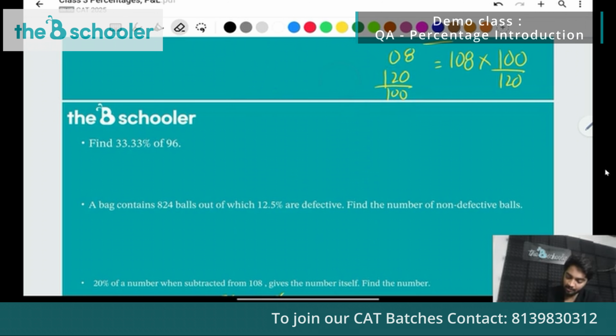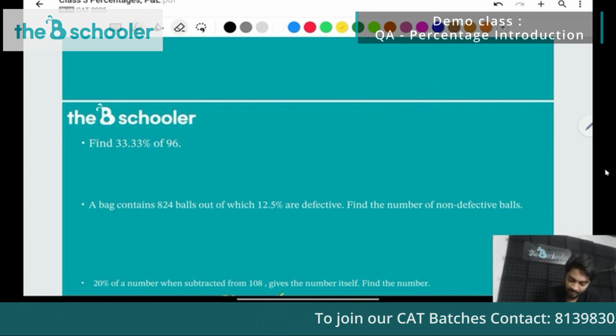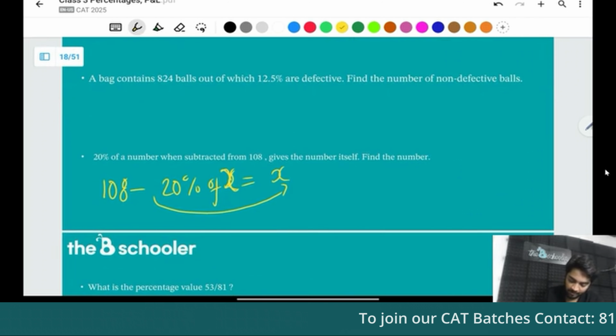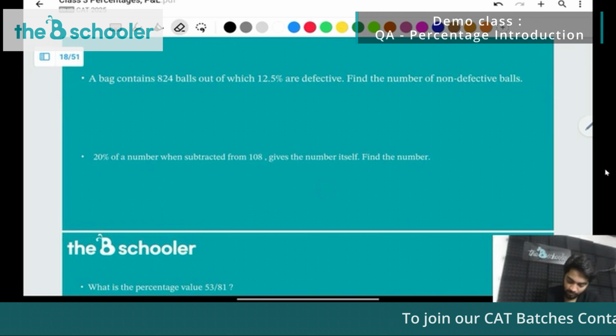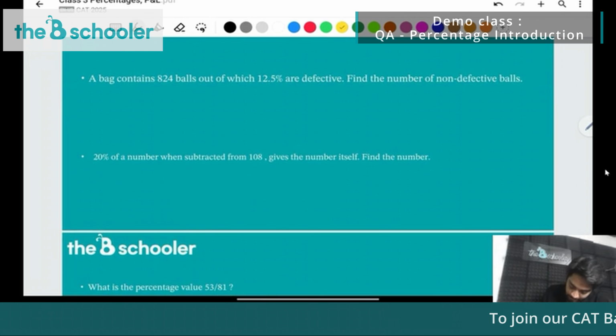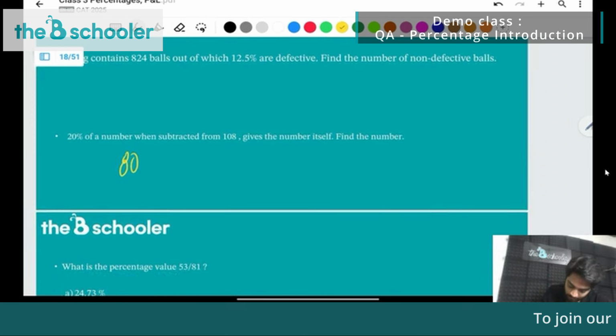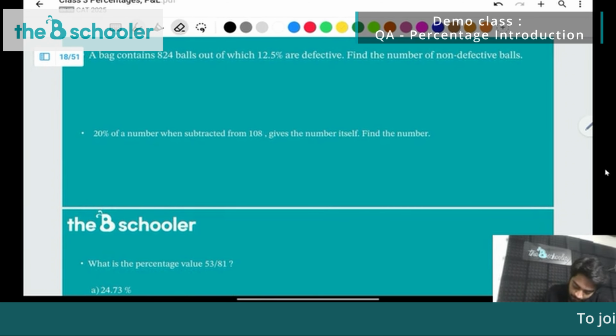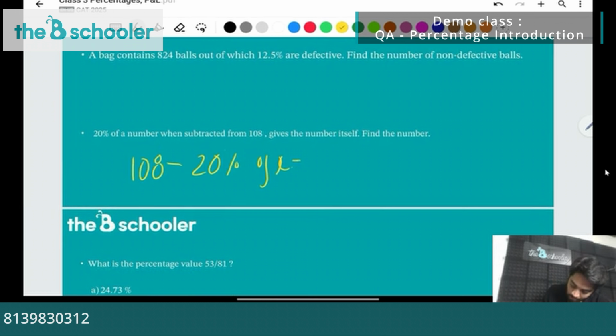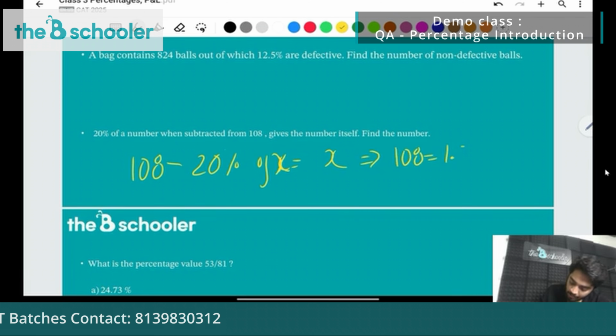There is also another way of doing it. It's a similar one. When you got it as 108, 108 minus 20% of x is equal to x. The moment you see this, you should be able to write it as 108 is equal to 1.2x.